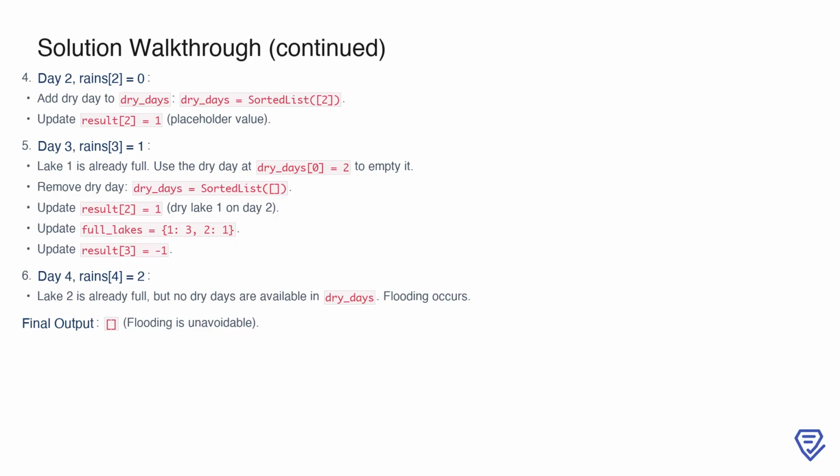On day 4, Lake 2 receives rain again. This time, Lake 2 is already full, but no dry days are available. Consequently, flooding occurs, and the output is an empty array, indicating that it was impossible to avoid flooding.